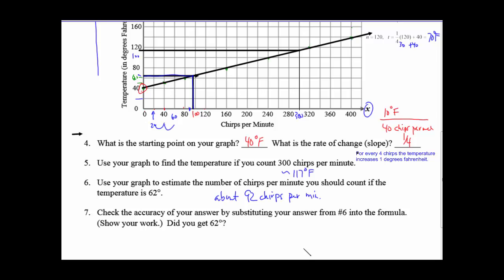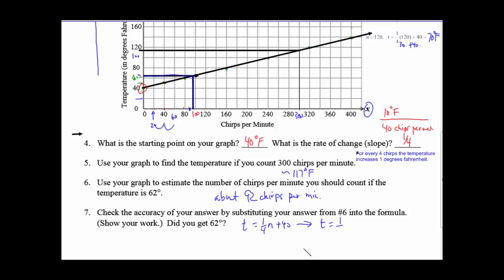Now on 7, we need to check our accuracy of our answer by substituting in our answer, 92, into the formula that we originally had. If you remember, just by looking up, we know it's 1/4 n plus 40 degrees. So we're going to plug in 92.